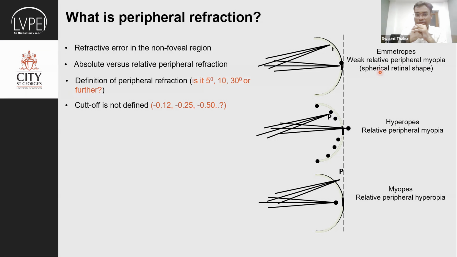But how do we define peripheral refraction? If we do, let's say, retinoscopy at 5 degrees, that is peripheral refraction. If we do retinoscopy at 10 degrees, 30 degrees. So what actually is peripheral refraction, we will know later. The other thing which is not clear from the evidence is how much the difference between center and periphery should be for us to define it as either relative peripheral hyperopia or relative peripheral myopia.